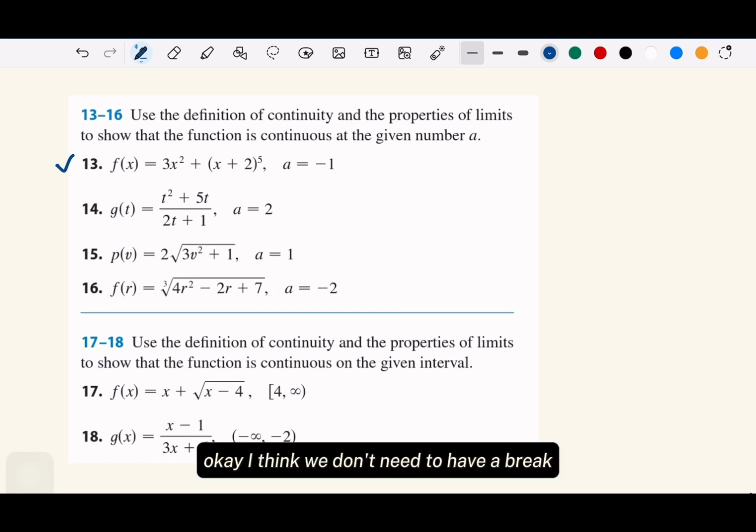Okay, I think we don't need to have a break, so we can have an early finish. Usually it's 12:10, right? So maybe we can finish at 12.